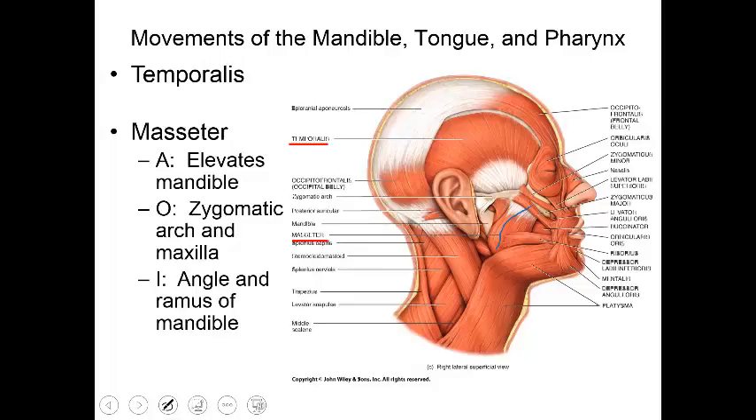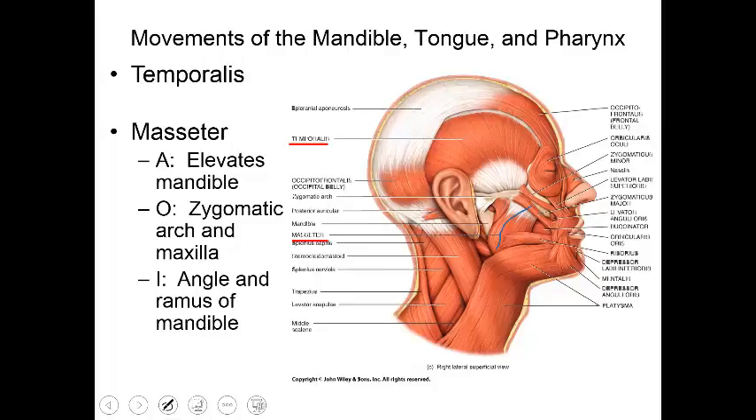It originates from the zygomatic arch. I'm pretty sure everybody knows what the zygomatic arch is by this point. And the maxilla, which is nothing but your upper jaw. It inserts itself into the mandible, more specifically the angle. You can actually feel the angle of your mandible if you palpate your lower jaw, and the ramus, or the arm of the mandible.